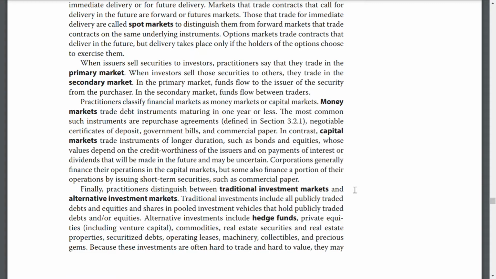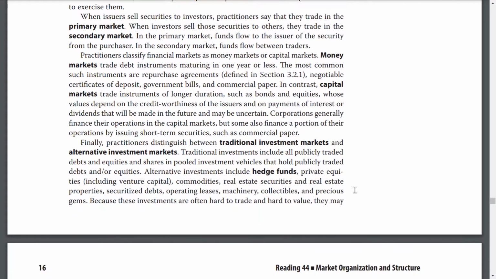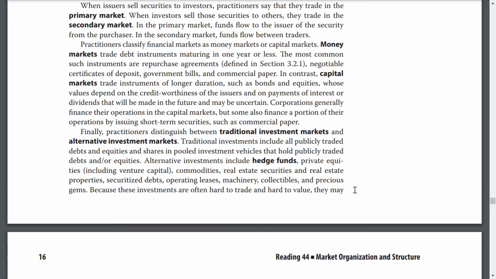Practitioners classify financial markets as money markets or capital markets. Money markets trade debt instruments maturing in one year or less. The most common such instruments are repurchase agreements, negotiable certificates of deposit, government bills, and commercial paper.